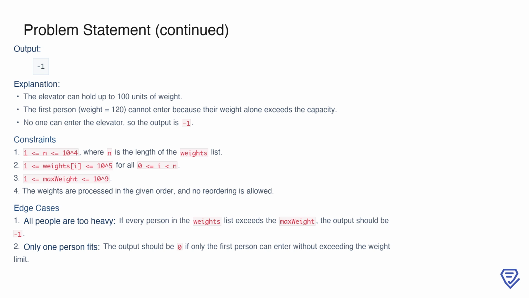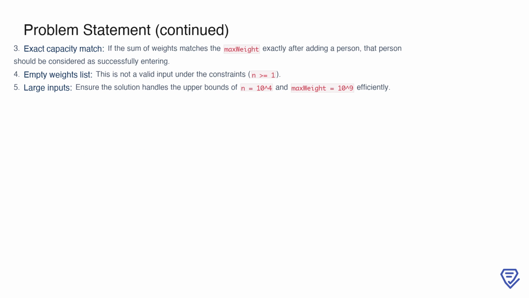Now, let's address some additional constraints and edge cases to ensure our understanding is complete. There are several constraints and edge cases to consider for this problem. First, the length of the weights list, denoted by n, ranges between 1 and 10,000. This ensures that the input will always have at least one person, and we must handle large queues efficiently. Each person's weight, represented by weights[i], can be as large as 100,000, while the maximum capacity of the elevator, max weight, can go up to 1 billion. This means the solution must account for very large numbers and perform computations efficiently.